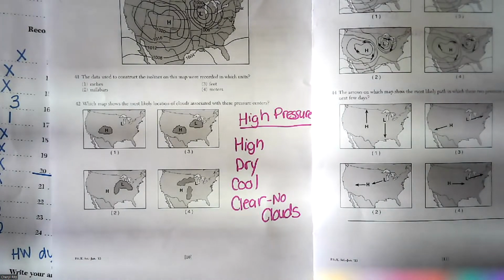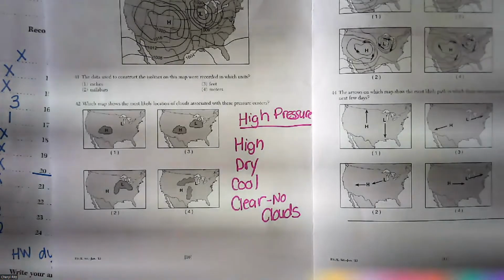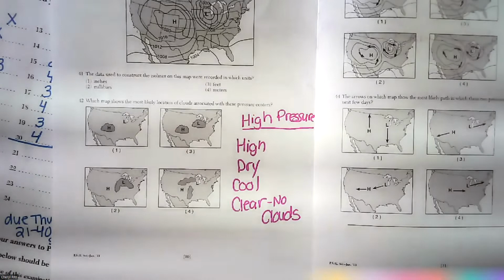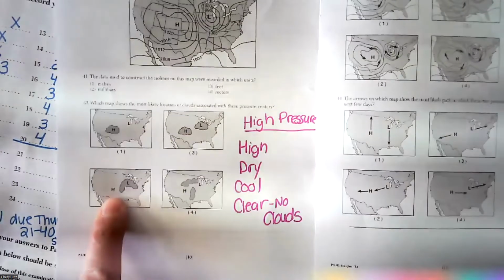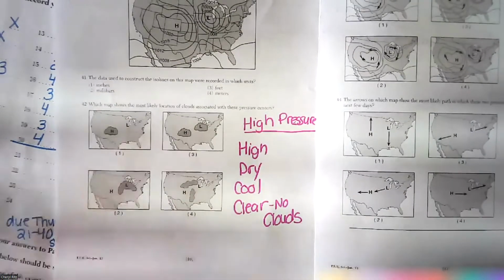Yes. I got through to one person. How many? Anybody else use it? I didn't write it down, but I definitely did. You didn't have to write it, but high, dry, cool, clear. The clear means no clouds. There are no clouds on a high pressure day. The only one that has no clouds on a high pressure and clouds on a low pressure is answer 2.